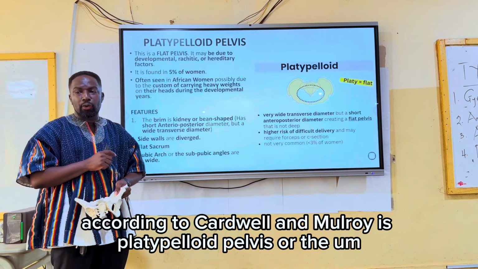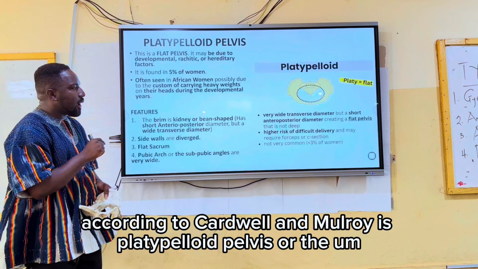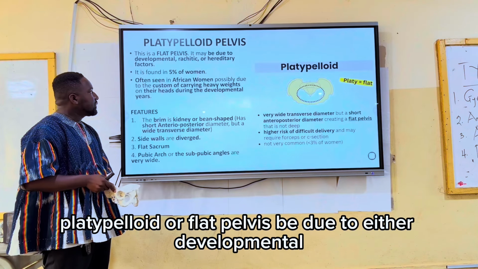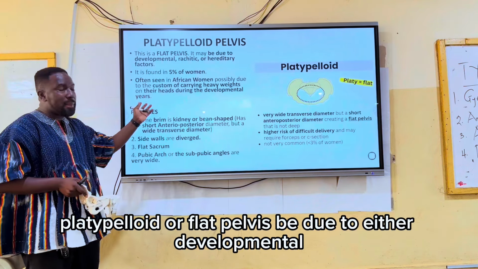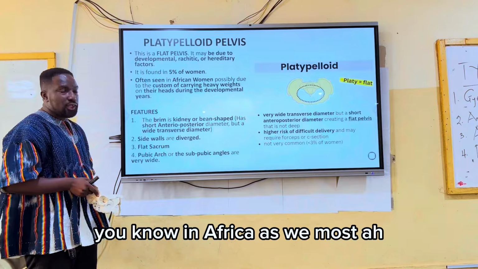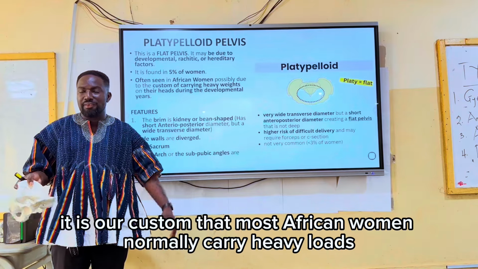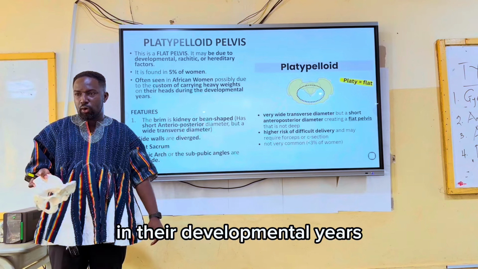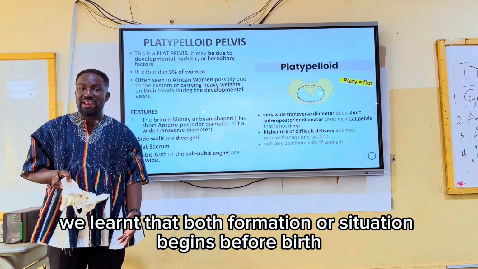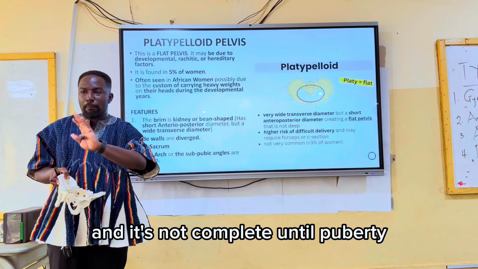The third type of pelvis, according to Caldwell and Molloy, is the platypelloid pelvis or the flat pelvis. This may be due to developmental, rachitic, or hereditary factors, found in about 5% of women. In Africa, it is a custom that most African women carry heavy loads in their developmental years. And from Anatomy and Physiology 1, we learned that ossification, the formation of bones, begins before birth and is not complete until puberty.